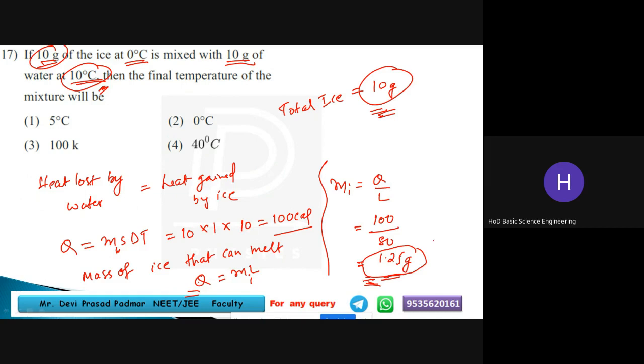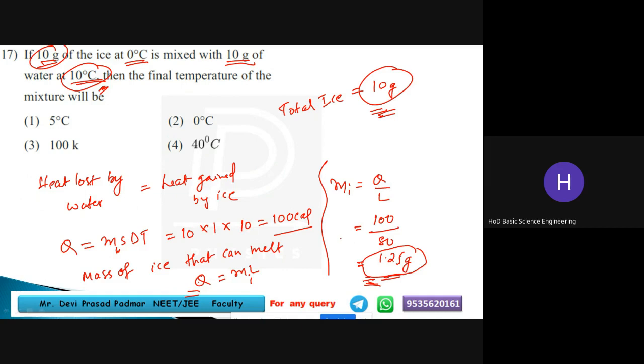You know, while discussing that synopsis, I told you about the change of state concept. During change of state, what happens? There is no change in temperature. During change of state, no change in temperature, right?